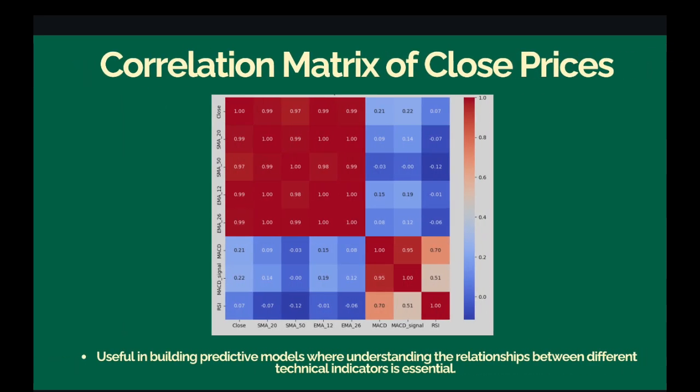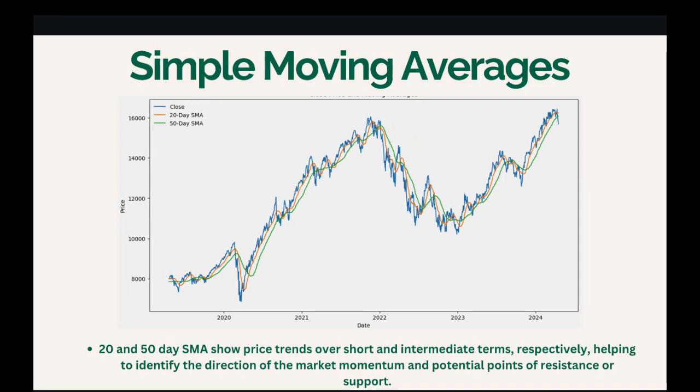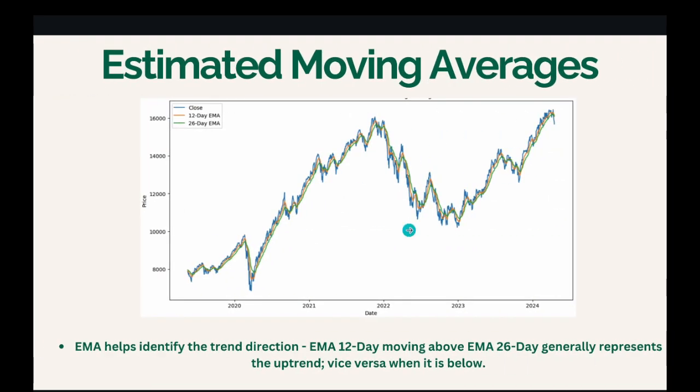Now we had a correlation matrix of the close prices, and we can see a very high positive correlation between the closing price and both the moving averages, SMA and EMA. Coming to the simple moving average, converging crossovers between the two SMAs might be used to predict future movements. A golden cross pattern could predict upcoming momentum, and a death cross could predict downward momentum.